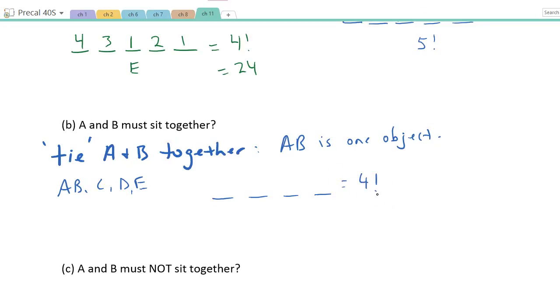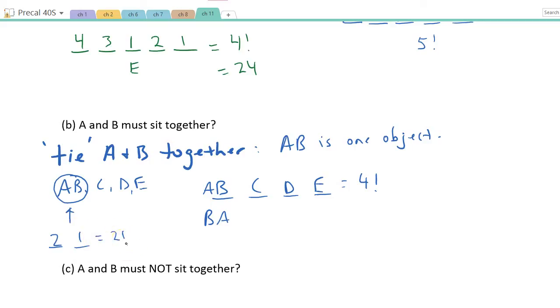Okay, but we're not quite done, because now we have to think about how many different ways we can place AB, right? In each of those situations, let's say we put AB here, and then we put C and D and E there. That would be one of the ways in this 4 factorial, in this 24 different ways. But it would also be a different arrangement if we did BA, right? So within this group of AB tied together, since there's 2 objects, we have to place them within these 2 spots. There's going to be 2 ways to put down A or B in the first spot, and 1 way to put them in the second spot. So there will be 2 factorial.